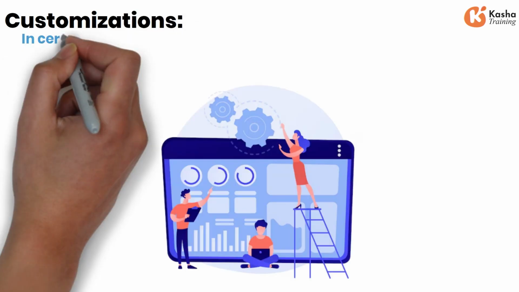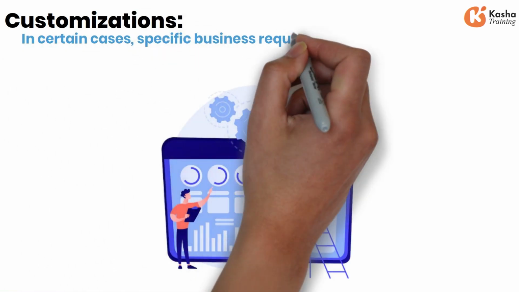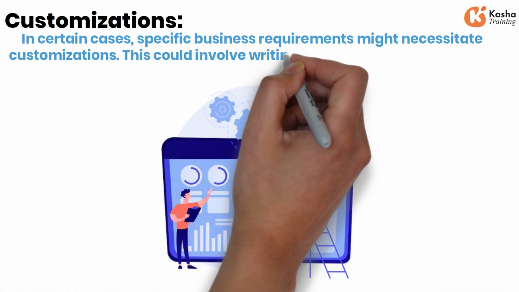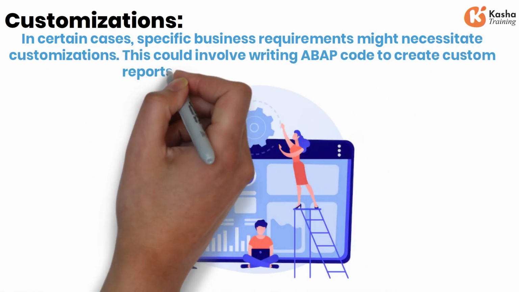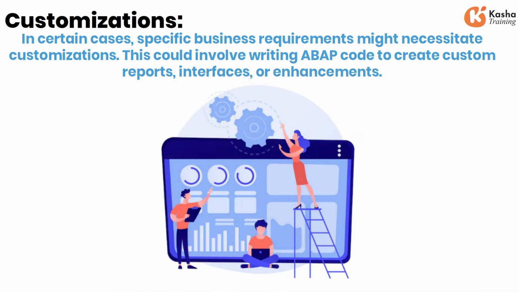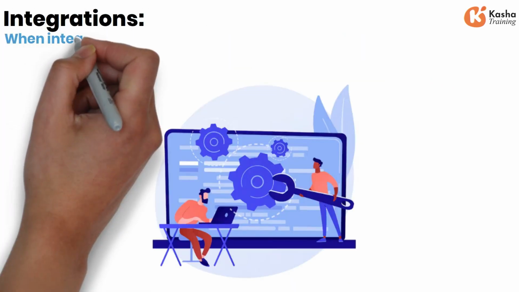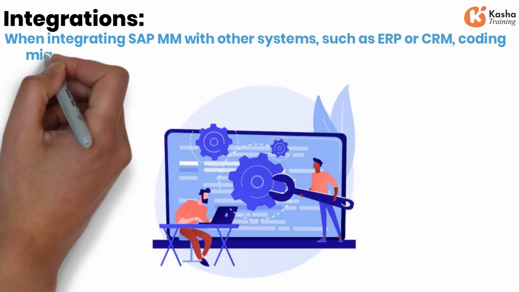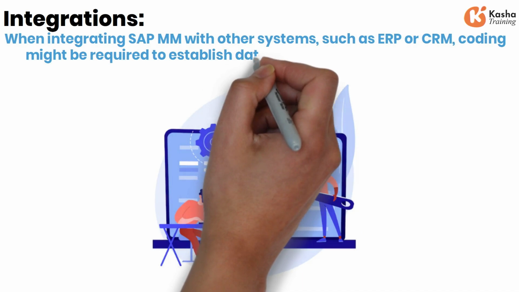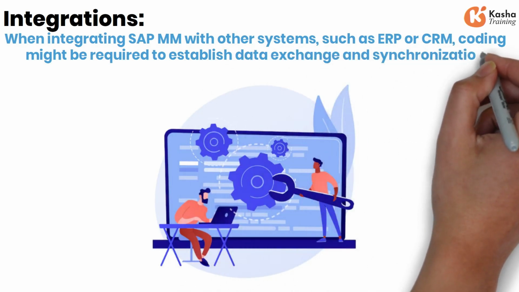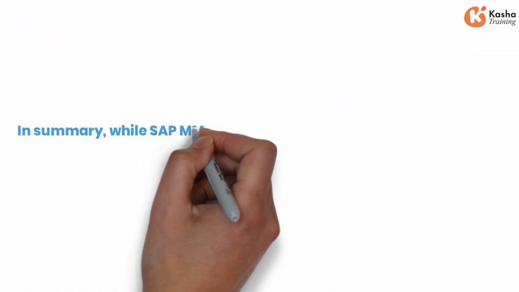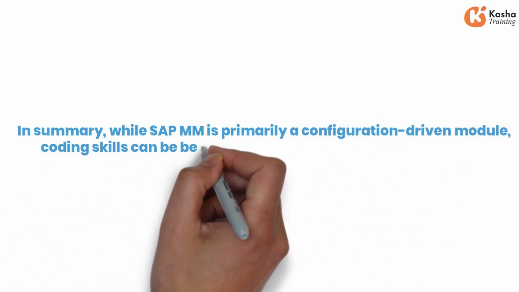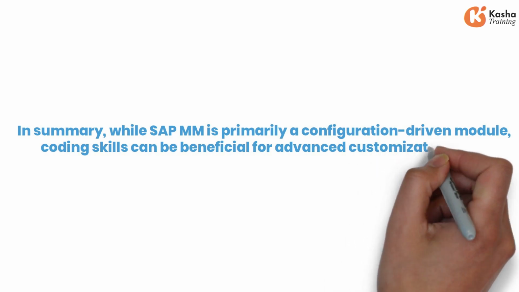Customizations: in certain cases, specific business requirements might necessitate customizations. This could involve writing ABAP code to create custom reports, interfaces, or enhancements. Integrations: when integrating SAP MM with other systems, such as ERP or CRM, coding might be required to establish data exchange and synchronization. In summary, while SAP MM is primarily a configuration-driven module, coding skills can be beneficial for advanced customizations and integrations.